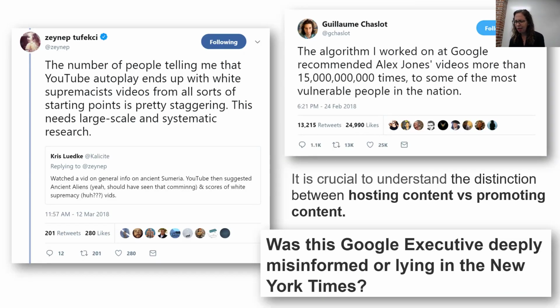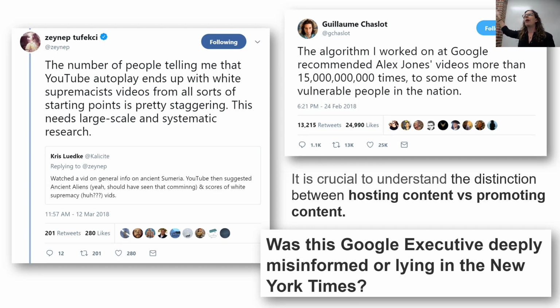And this is more about how it promotes white supremacy. Guillaume Chaslot said that Alex Jones videos were recommended more than 15 billion times by the YouTube recommendation algorithm. It's really important to distinguish between hosting content and promoting content. This is not people looking up Alex Jones videos. This is YouTube shoving them in the faces of people that were not even looking for them.